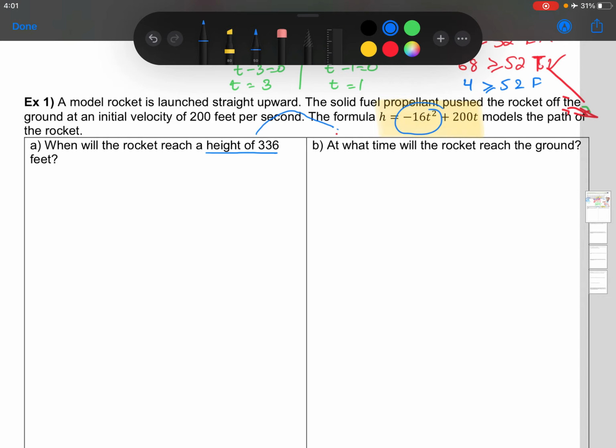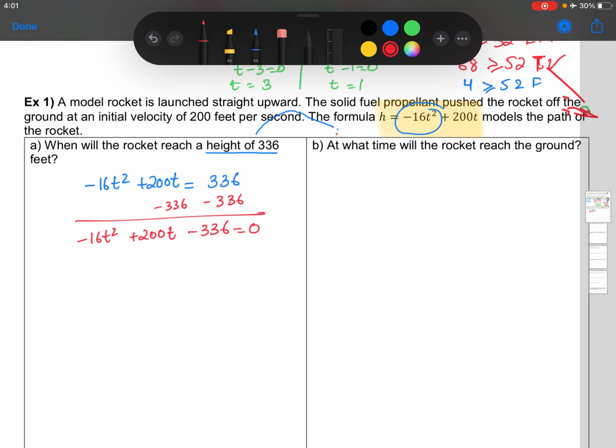So it means what? When will the equation of the rocket, which is negative 16t squared plus 200t, be equal to, because I'm not asking you more than or less than, I'm just saying when it's going to be exactly 336. So I am going to solve it. Again, it's a quadratic. Subtract 336 on both sides. What do I get? It's negative 16t squared plus 200t minus 336 equals 0.